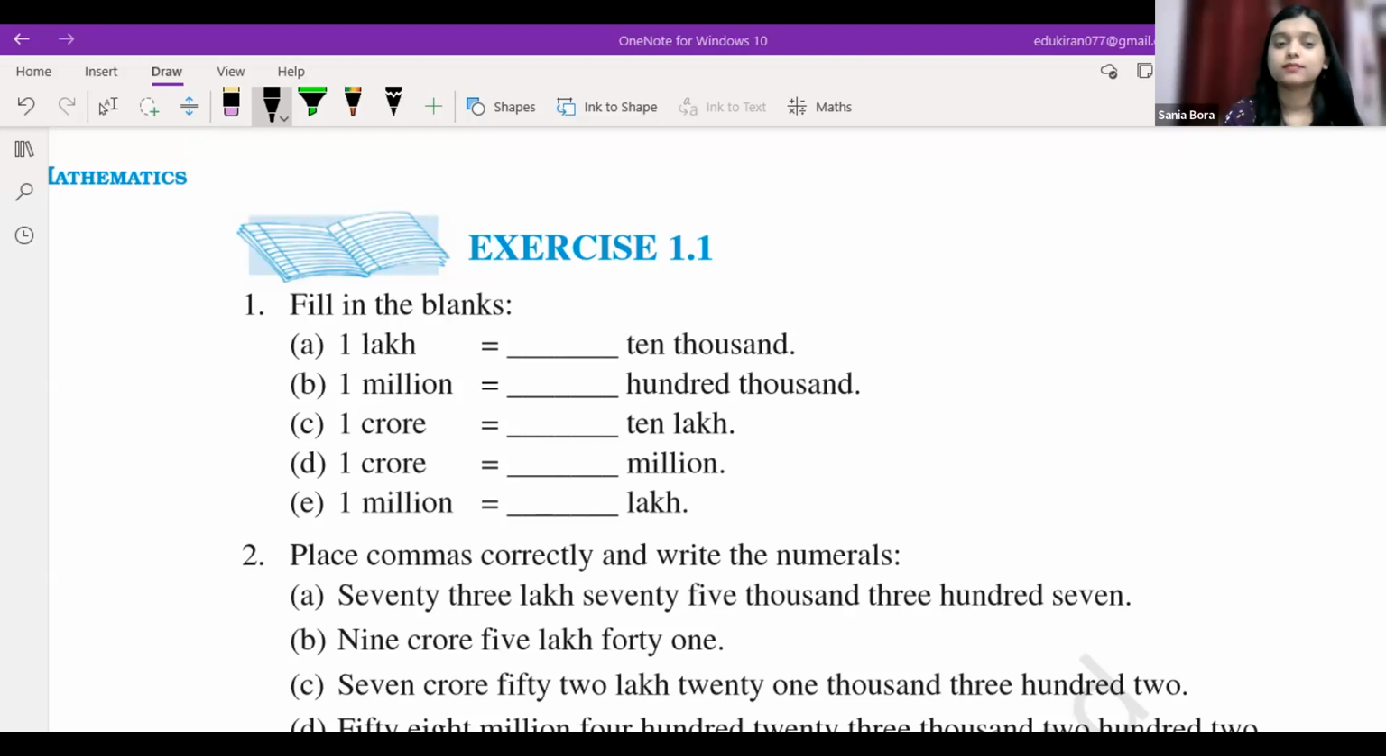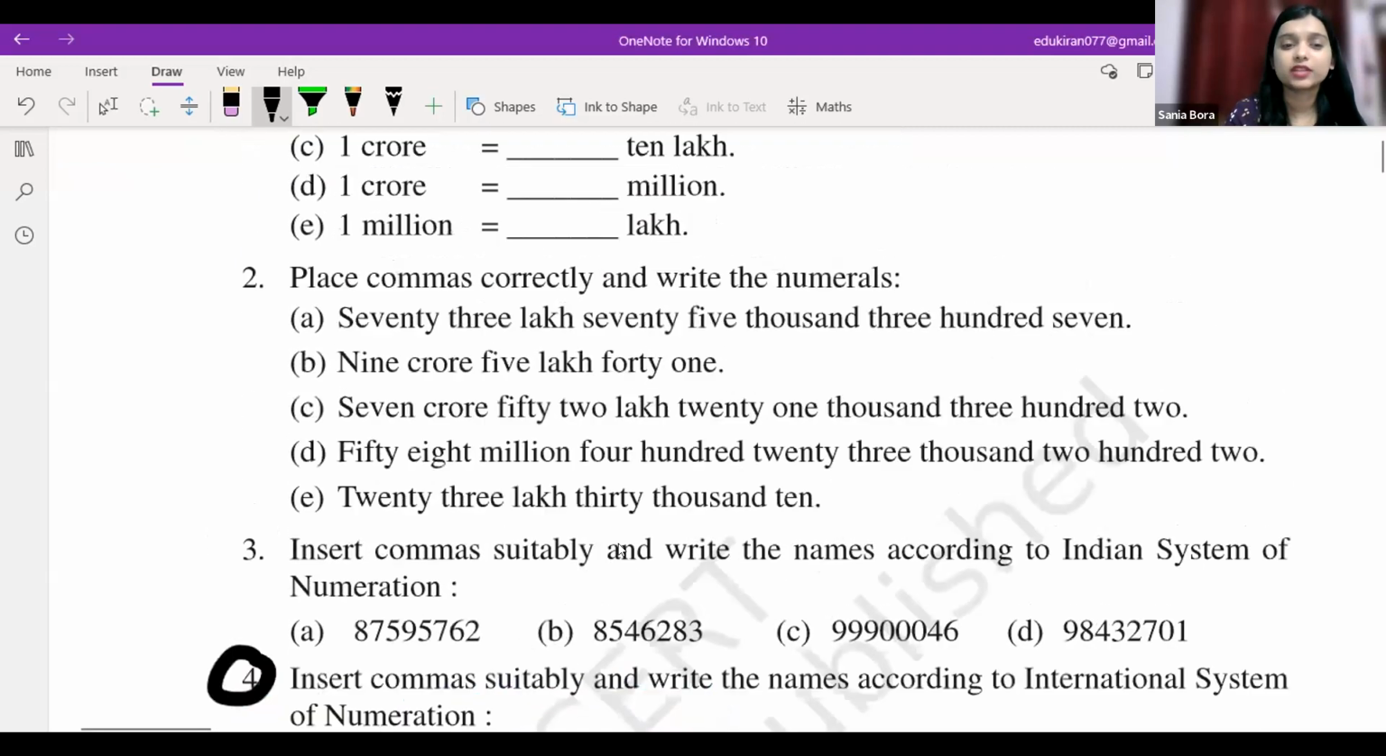99,985,102. How would you pronounce it? 99,985,102. Correct. Next. 48,049,831. How did you pronounce it? 48,049,831. Correct. Very good. Okay, so now let's just start with the next one.